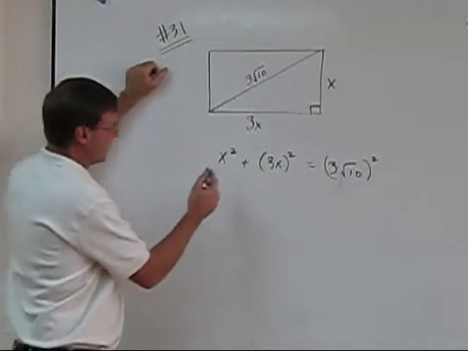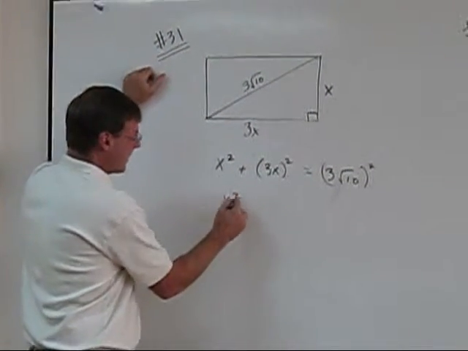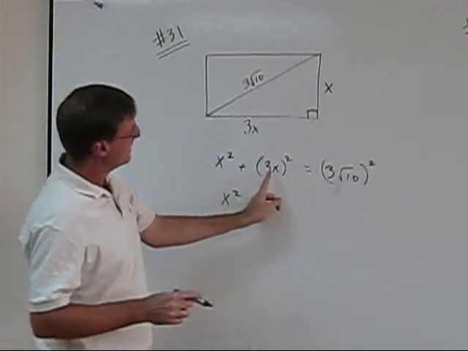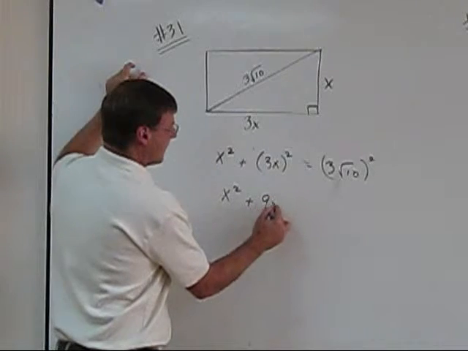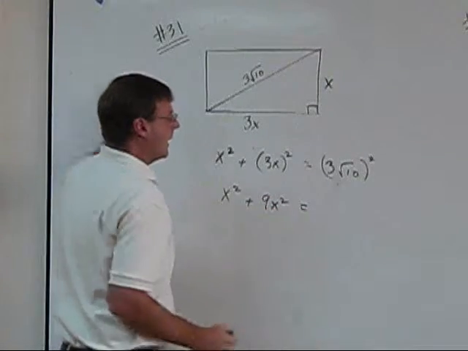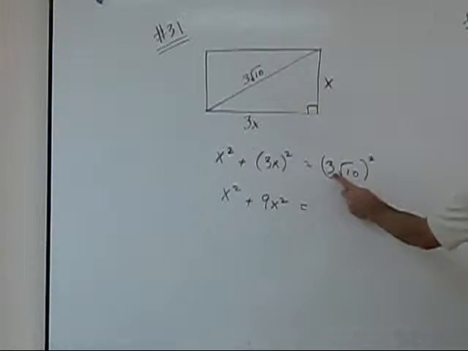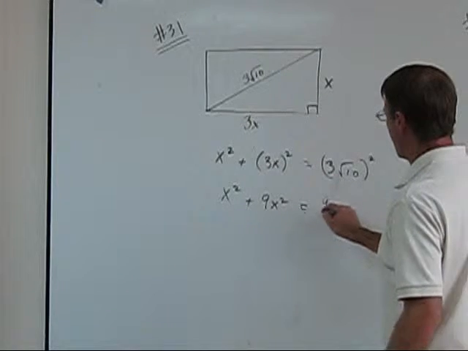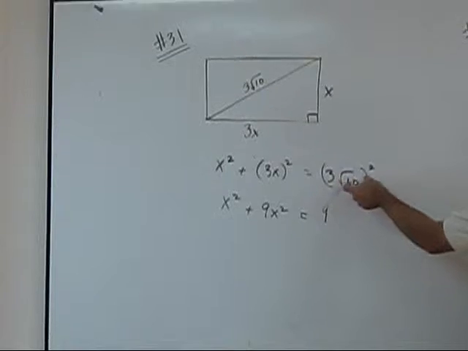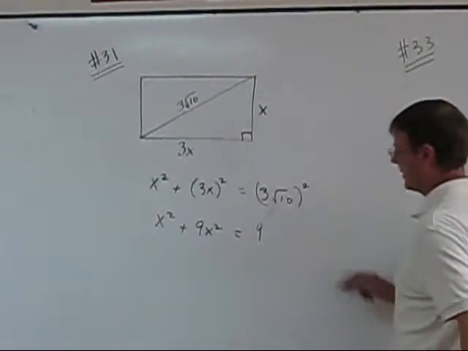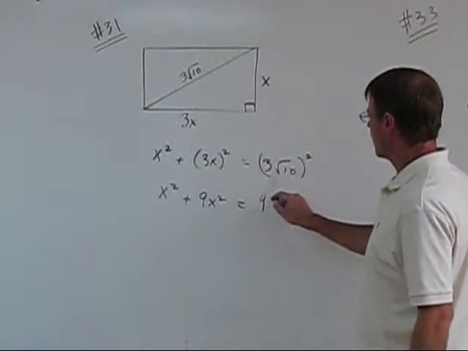Okay, now let's simplify a little bit. X squared, there's nothing I can do with that. When I square this, I need to square the x and the 3, so I get 9x squared. And over here, same thing. I need to square the 3, that gives me a 9. And I need to square the square root of 10. When I square a square root, the radical goes away. So I just get 10.